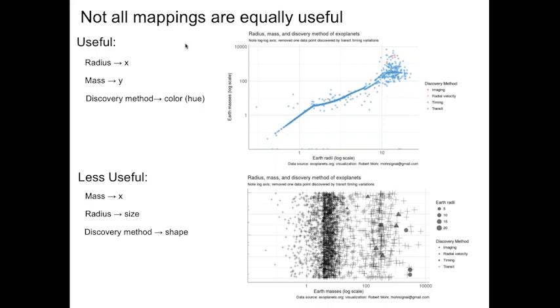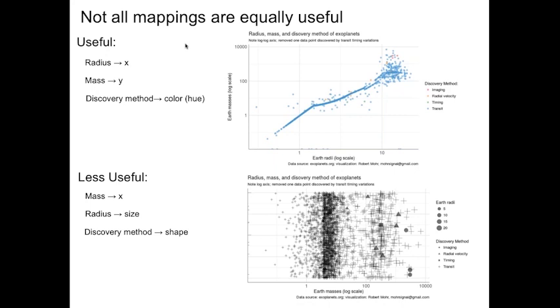But it's almost trivial to create a much less useful mapping here. So we map mass to X, radius to size, and discovery method to shape. Again, they're all valid. The categorical variable is mapped to something that can take it, but this is pretty useless. And I don't think anyone would ever really make this, but other things like this can happen and do happen.